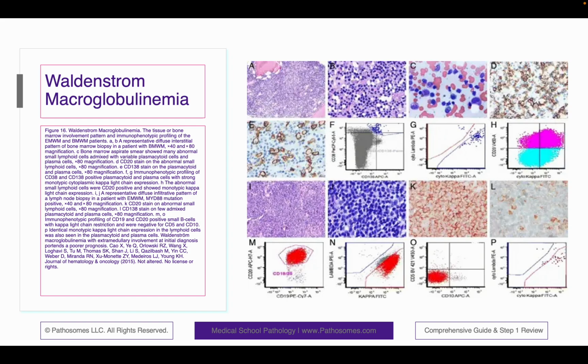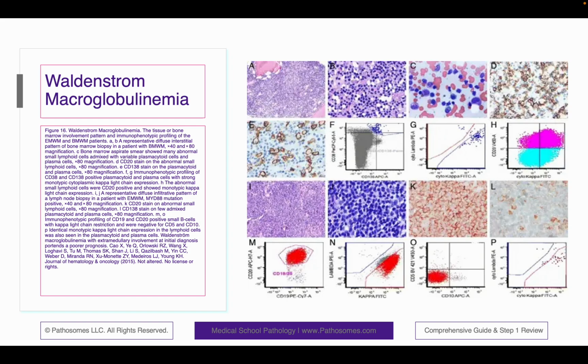And there's no expression of CD5 or CD10. That's why that large population there is in the bottom left-hand corner. So B-cell lymphoma with clonal plasmacytic differentiation expressing IgM with monoclonality.